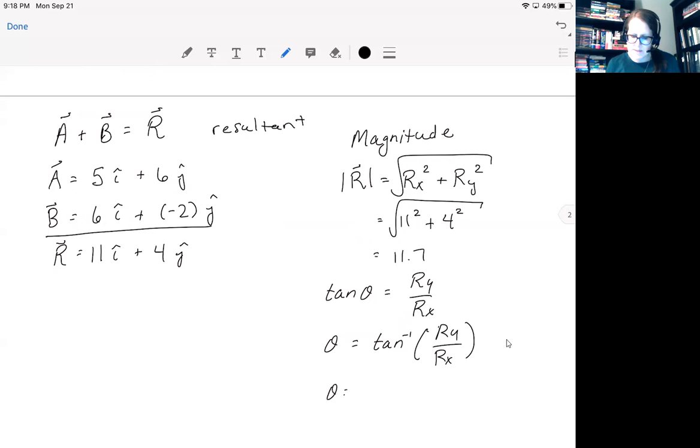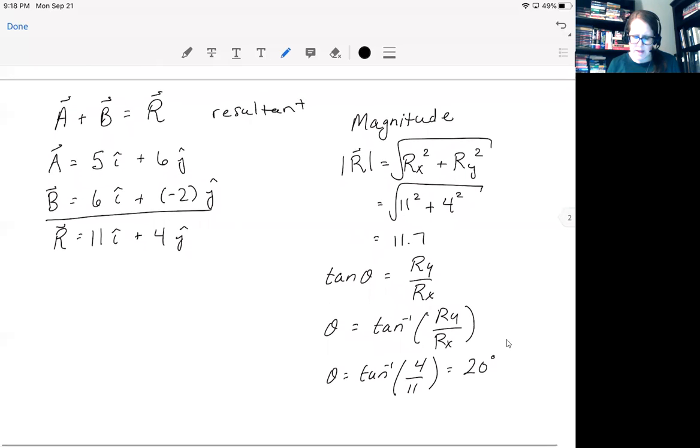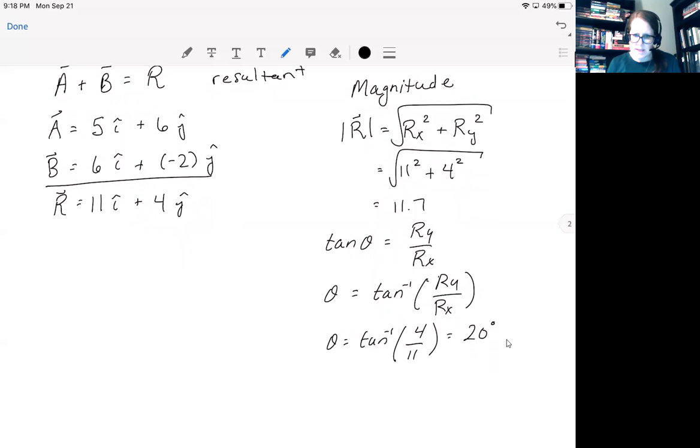So theta is the inverse tangent of 4 over 11, which would give you around 20 degrees for this problem. So if we're looking at this, if you want to know what that angle is with respect to, what I usually do is I sketch it out.